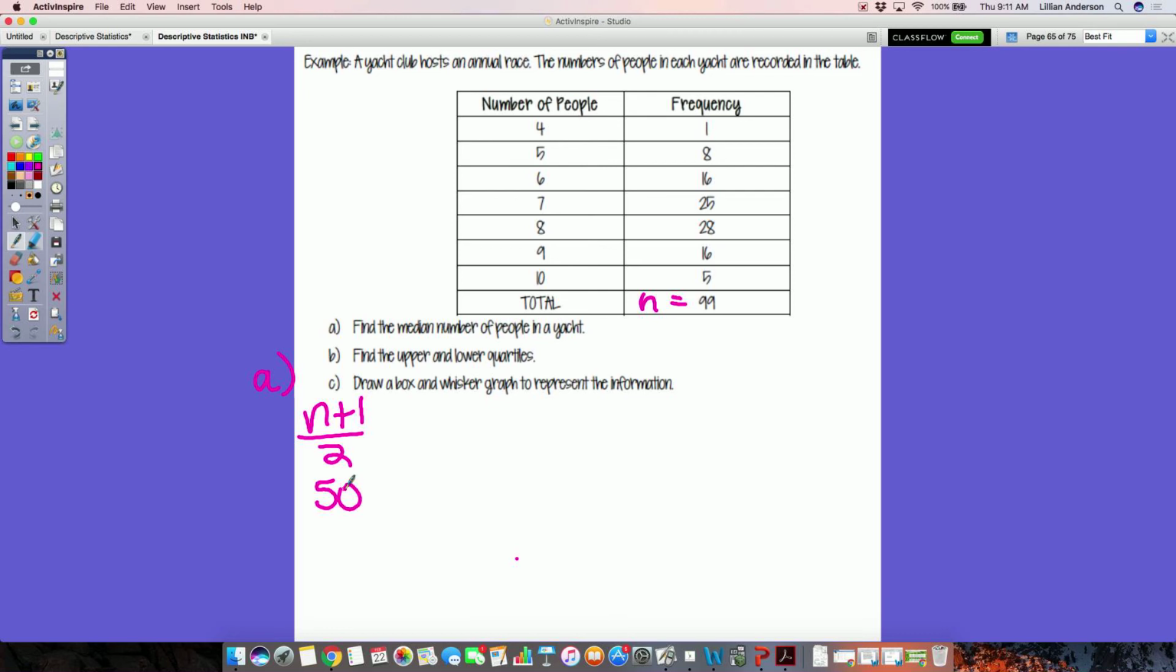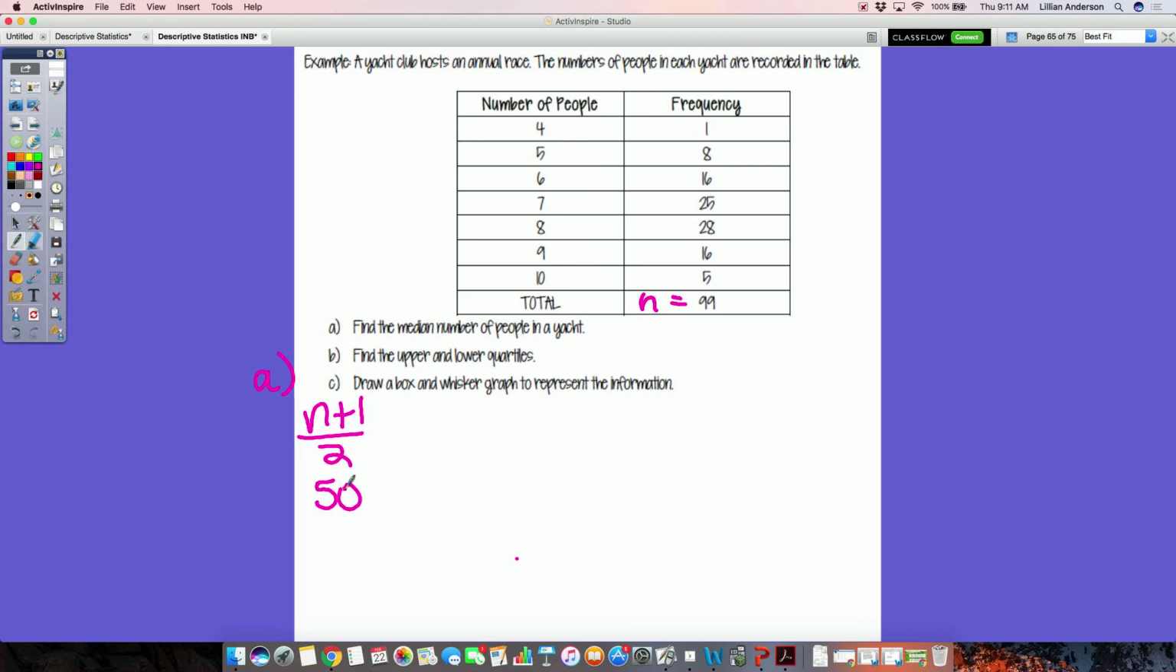Okay? Now, we have our frequency table. It's all lined up in order. One yacht only had 4 people in it. Okay? 8 yachts had 5 people in it. 16 yachts had 6 people in it, so on and so forth.